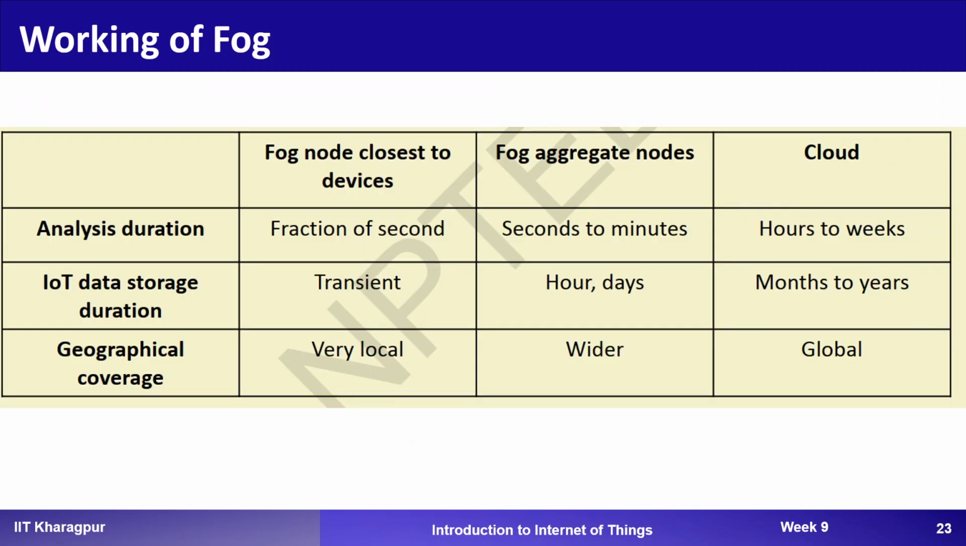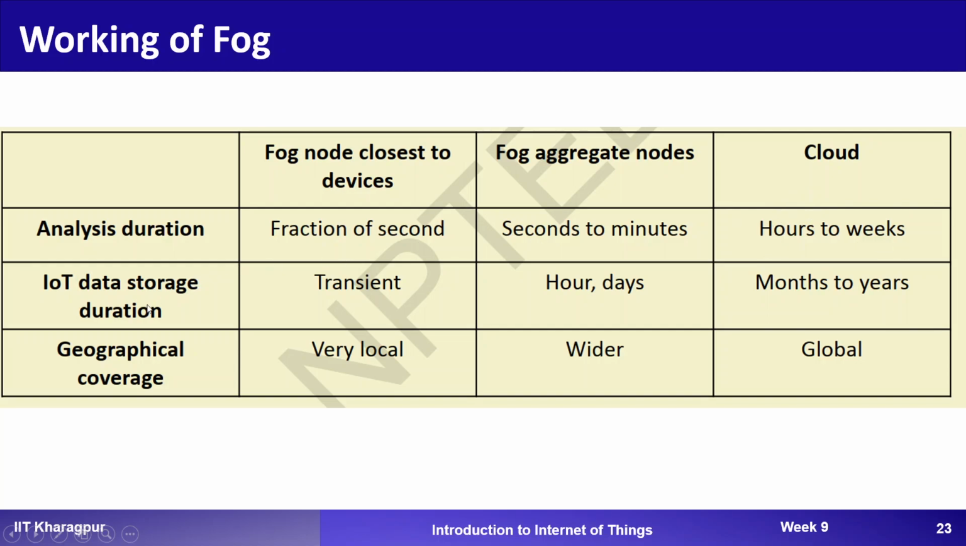Now this table shows the difference between the fog nodes that are closest to the devices, the fog aggregated node and the cloud in terms of their analysis duration, IoT data storage duration and geographical coverage. So the analysis duration for fog nodes is a fraction of a second, whereas for the fog aggregated node it may vary from seconds to minutes. However, in case of cloud it may vary from hours to weeks.